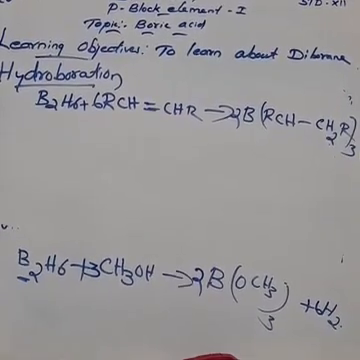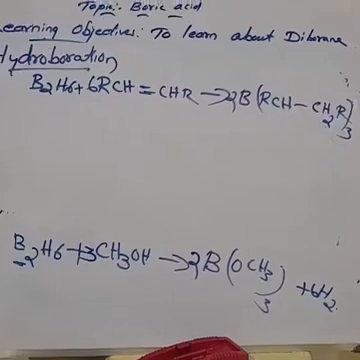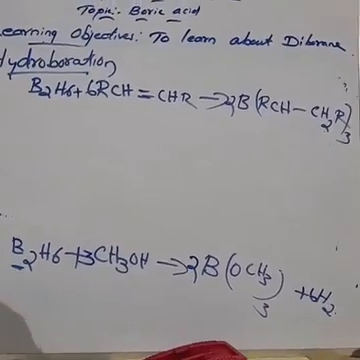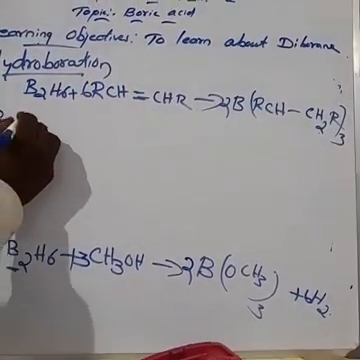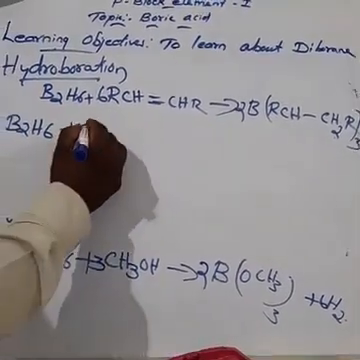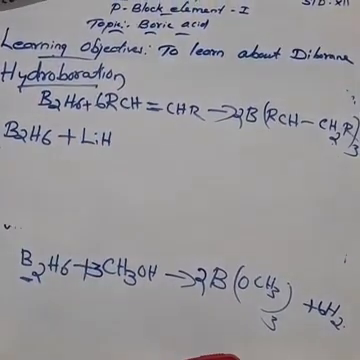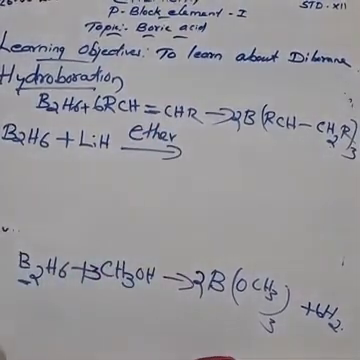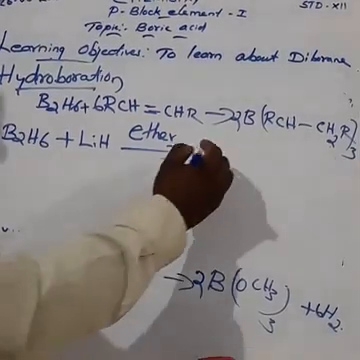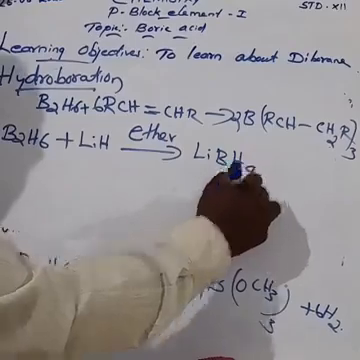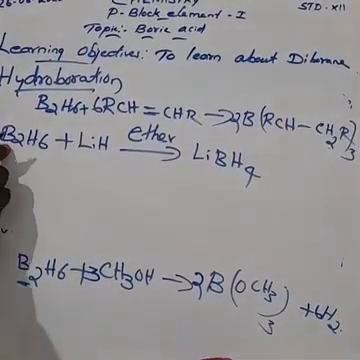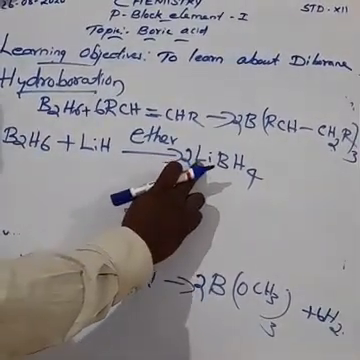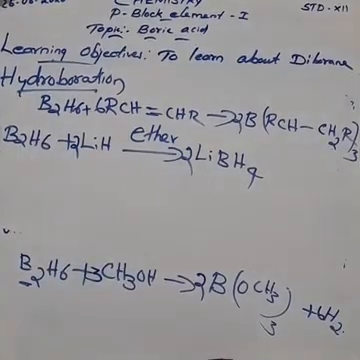Next, reaction with ionic hydride. For example, we are taking lithium hydride and sodium hydride. Diborane, B2H6, reacts with lithium hydride, LiH, in the presence of ether. What product do we get? Lithium borohydride, LiBH4. Here boron is 2, and how much lithium? 2 lithium. So the equation is balanced.